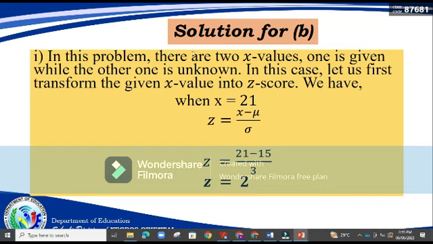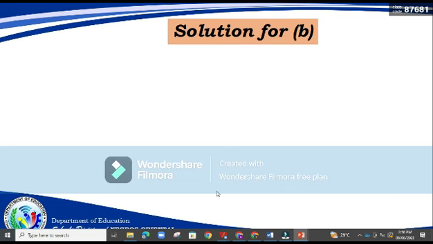In this problem, there are two x values. One is given while the other one is unknown. In this case, let us first transform the given x value into z-score. We have, when x is equal to 21, z is equal to x minus mean over the standard deviation. So, we have here, z is equal to 21 minus 15 over 3. Then z is equal to 2.